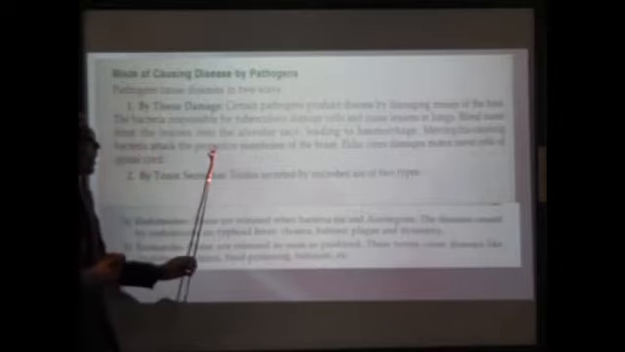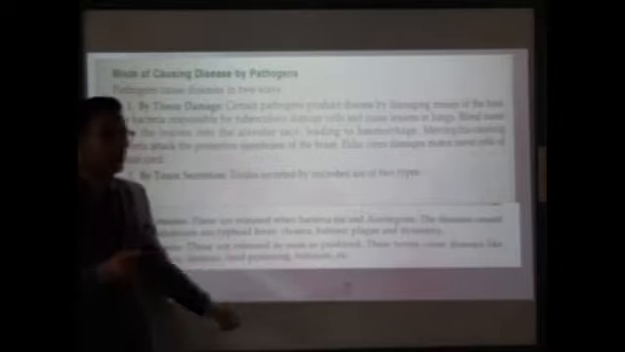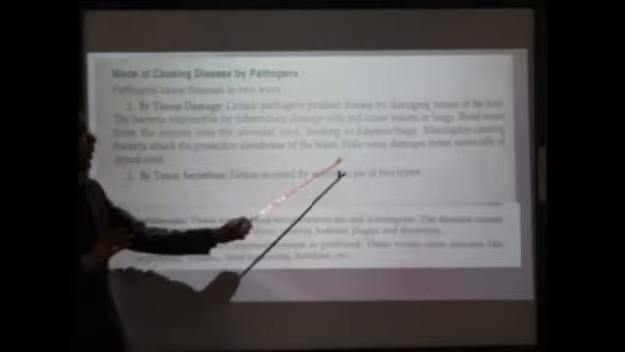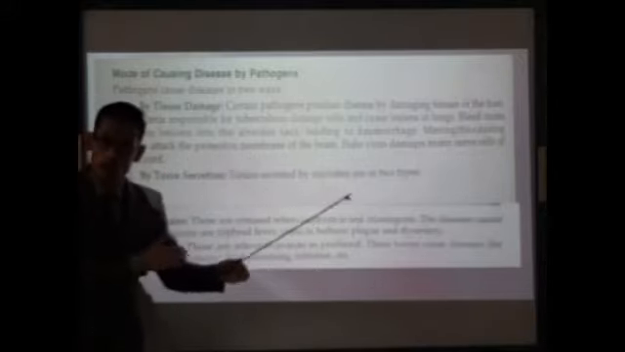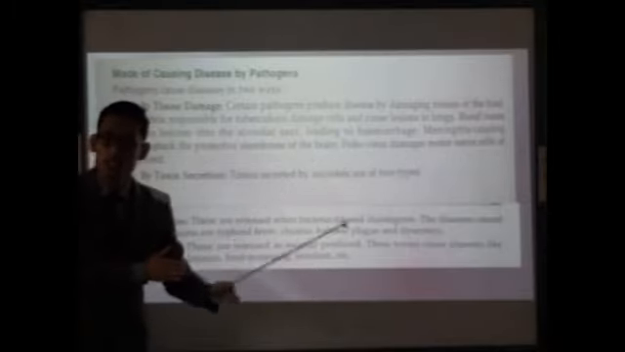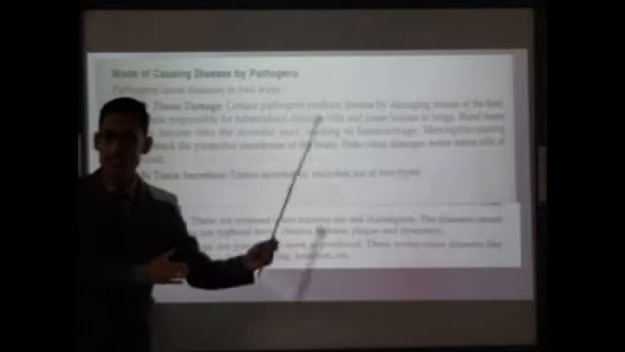Meningitis means inflammation of the brain. Remember in class 10, where the bacteria attack the protective membrane of the brain, that is meningitis. Poliovirus damages motor nerve cells of the spinal cord. So over here we can see that the pathogens are damaging the host body tissues or the cells of the tissues. Next one, by toxin secretion.